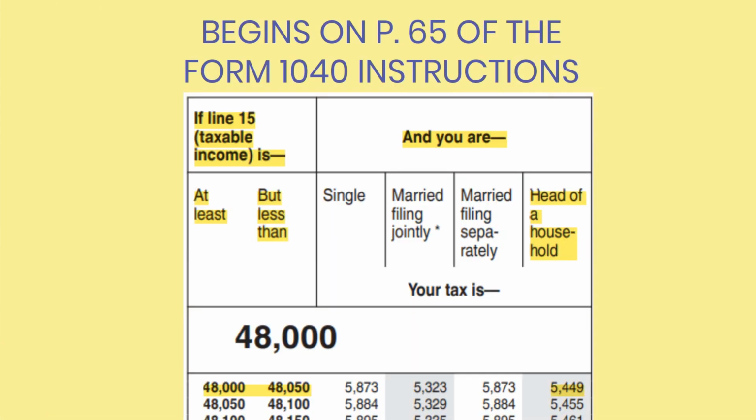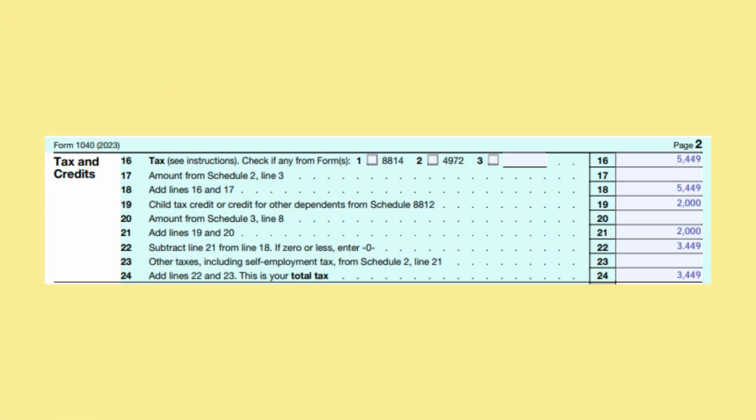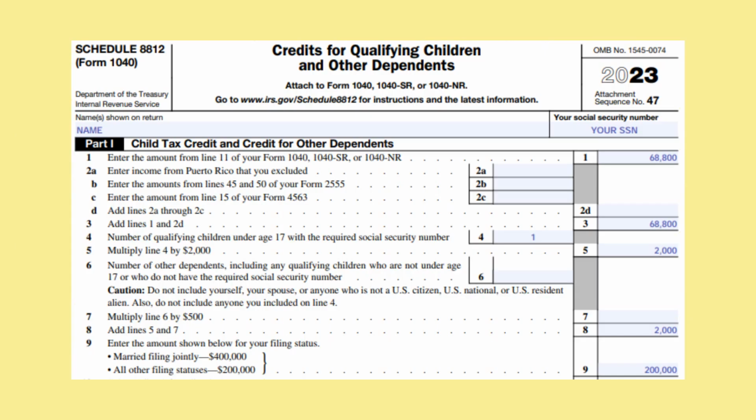Next, we will calculate your tax using the tax tables that begin on page 65 of the Form 1040 instructions. Since your taxable income is at least $48,000 but less than $48,050, your tax will be $5,449. Put your tax on line 16 and carry it down to line 18. On line 19, we will put your child tax credit, which we will calculate on Schedule 8812.